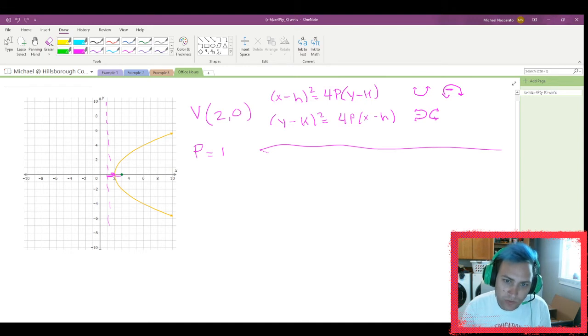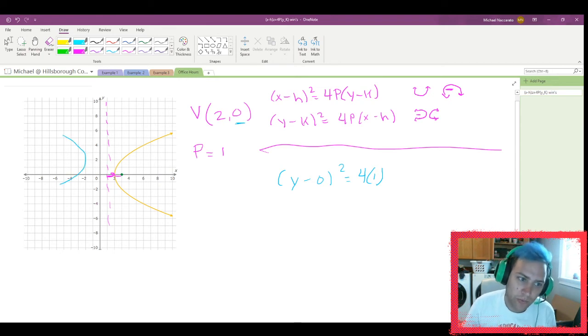So I'm going to take (y minus k) squared equals 4p times (x minus h) and plug in what we know. Remember, k is always the y value of the vertex. In this case, it's 0. So (y minus 0) squared equals 4 times p, and we determined that p is 1. Should this 4p be positive or negative? Since the graph is opening up to the right, in a positive direction, we leave the 4 times 1 positive. If this graph opened to the left, we would put a negative in front of the 4p, because the left is a negative direction.